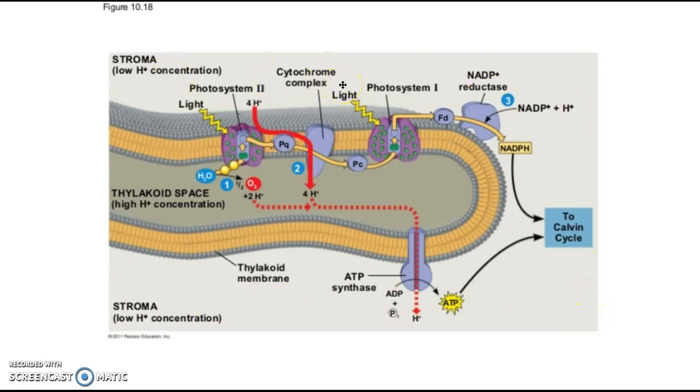And there's some really important things to point out here. So here what we've got is a couple of photosystems. We've got photosystem 1, and we've got photosystem 2. Excuse me, photosystem 2 is here and photosystem 1. 2 comes first, then we've got 1 sitting right over here.